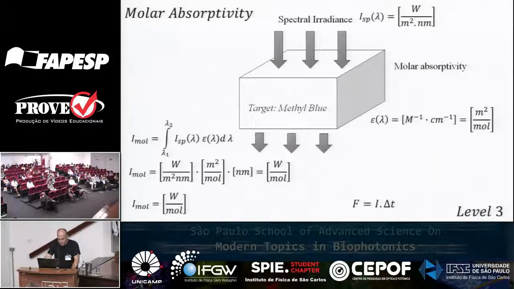But to increase a little more information about your photosensitizer, if you have your molar absorptivity, then you can employ not the absorbance anymore, but the correct values. What does molar absorptivity measure? It measures how many square meters of cross-section your sample produces per mole of molecules. If you use this instead of the absorbance, you see that your absorbed irradiance is no longer per square meter or something like that. It's how many watts per mole you are putting on your sample. That is more interesting to measure.